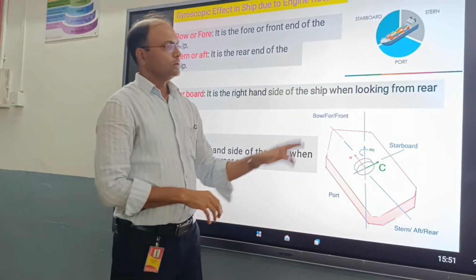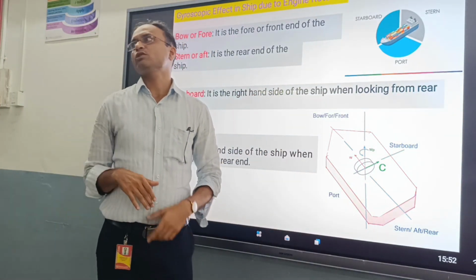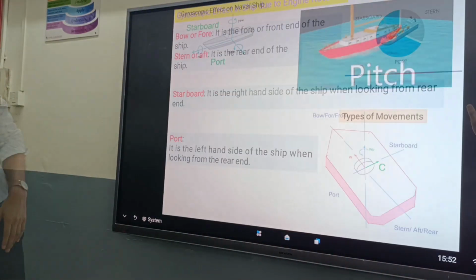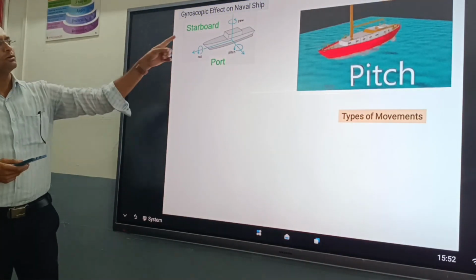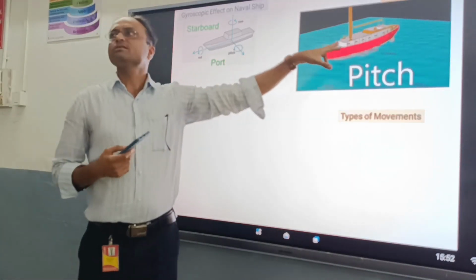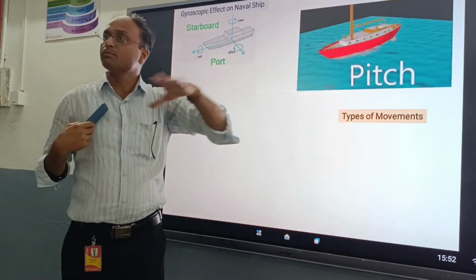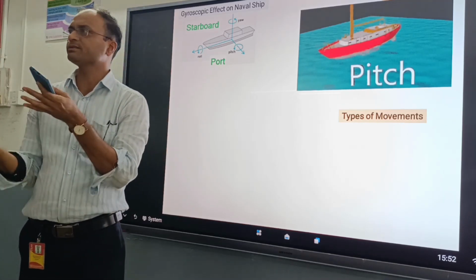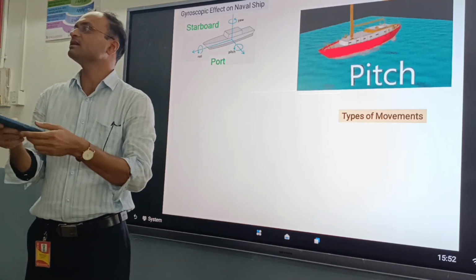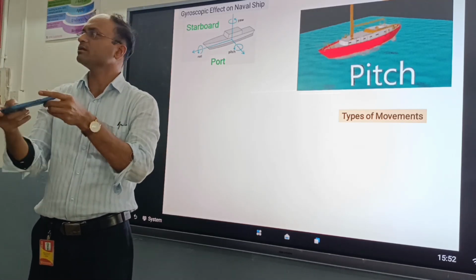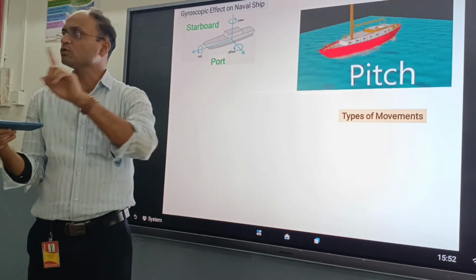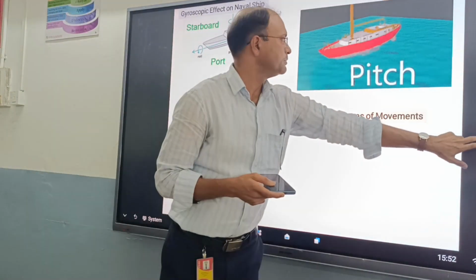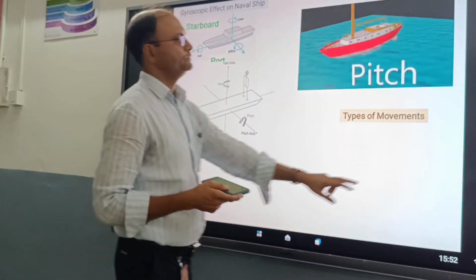Now, which are the different motions in case of ship? Okay, let us first see those effects or motions. Now there are different motions which ship gets because of motion of water. Because water is always having tides. Because of tides, the ship always keeps on having some motions. So which are those motions? Let us first of all understand. The first motion in case of types of movements.